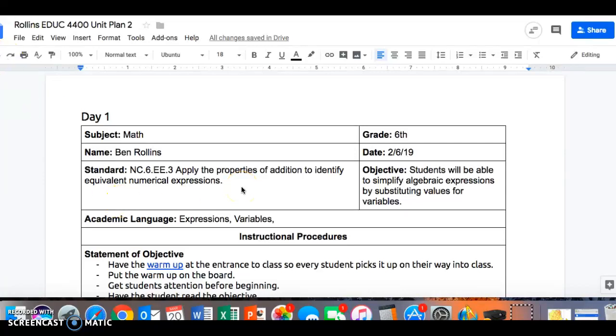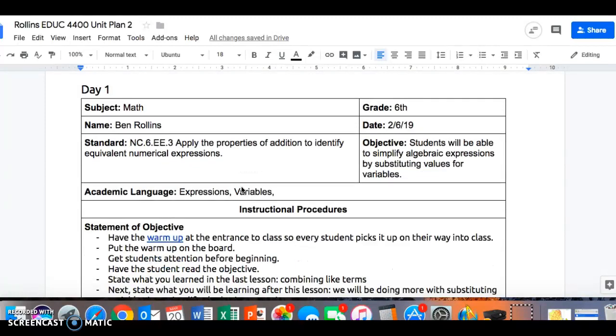Alright, so this is my unit plan. Basically it's a 3-day lesson plan, or 3 lesson plans and an assessment. And what I mainly focused on was trying to connect everything with using reviews.